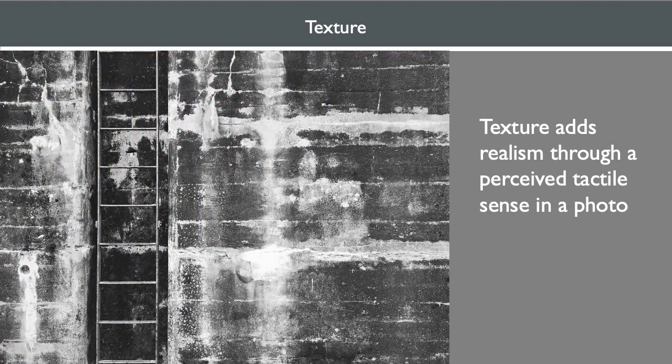Texture adds realism through a perceived tactile sense in a photograph. Sharp or direct light, which is also known as hard light, highlights texture. Side lighting also highlights texture, depending on the intensity. Open shade can reduce the amount of visual texture. Most portraits taken out in the environment use open shade to decrease texture on skin, whereas direct lighting can increase texture on skin, such as wrinkles.